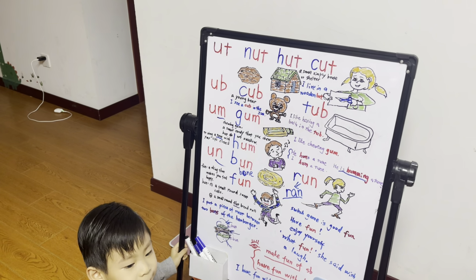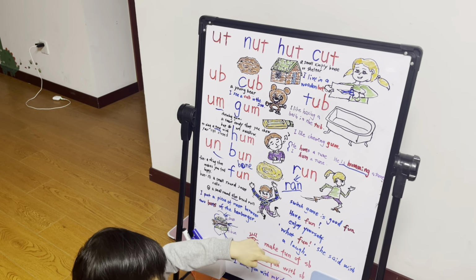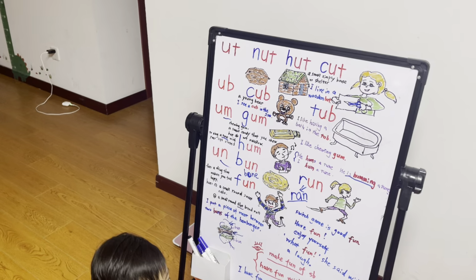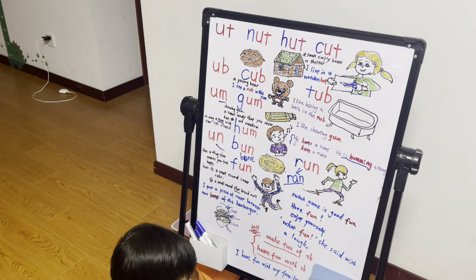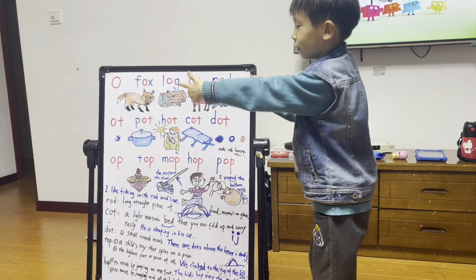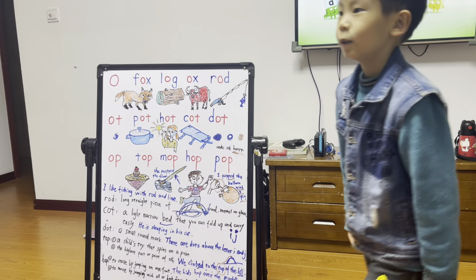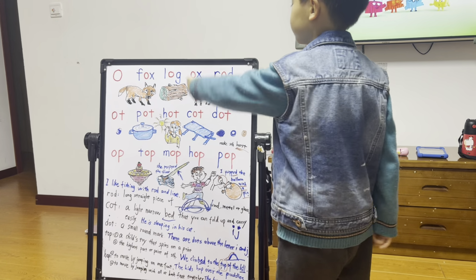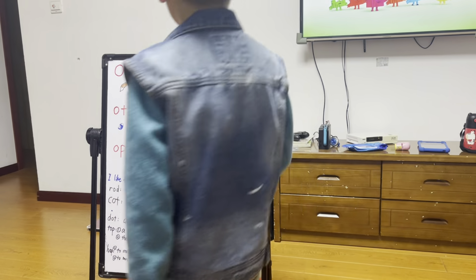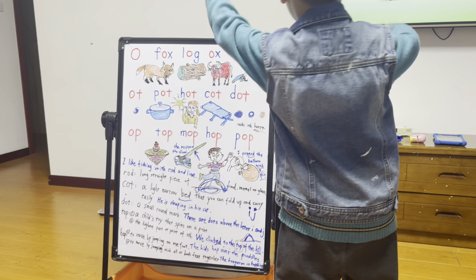Okay, these are our words today. So are you clear? Okay, do you get it? Okay. Log. Yes. Read it. Log. O-X says? Ox. Okay. Ox is a kind of animal.